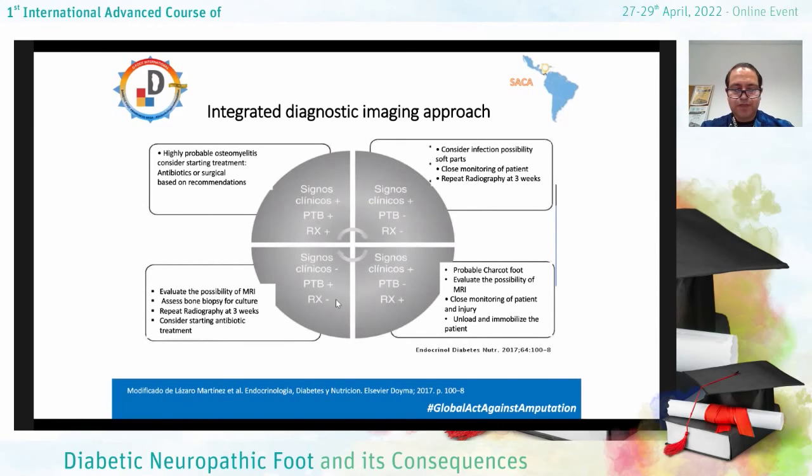In this proposal, adapted from the article of Dr. Lázaro Martínez, which combined the clinical signs with the radiological imaging and the probe to bone.